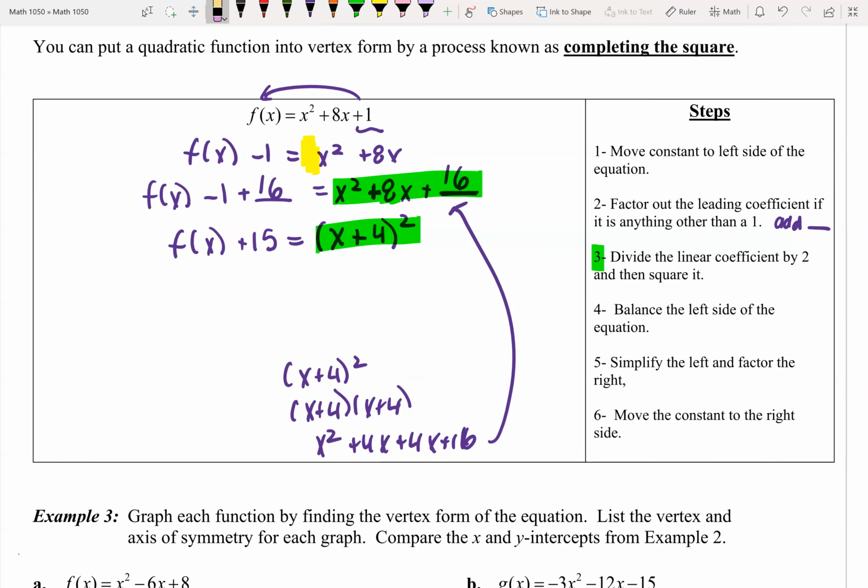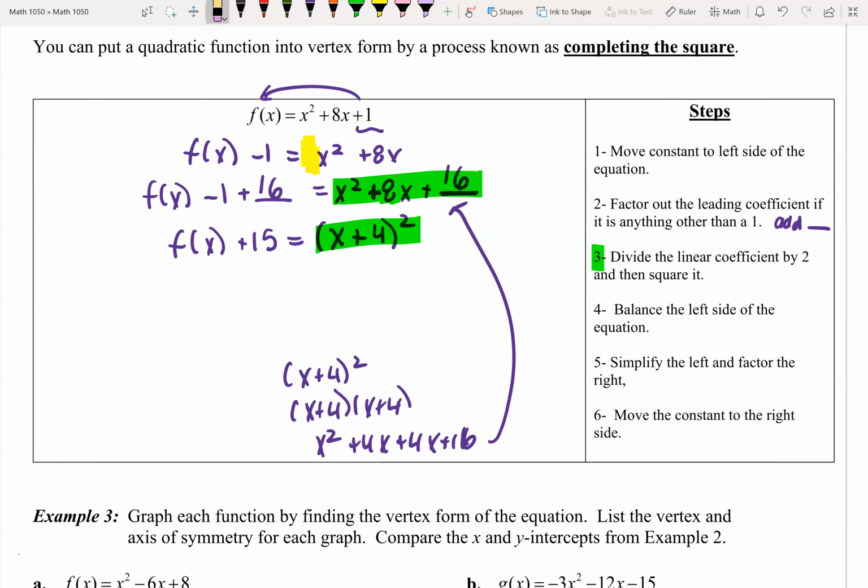And then the last step is to move the constant back over to the right. So your equation would be f of x equals x plus 4 squared minus 15. Thank you, honey, 15. Underneath that, I want you to write y equals a times x minus h squared plus k. So your stretch is normal. It's just a 1.